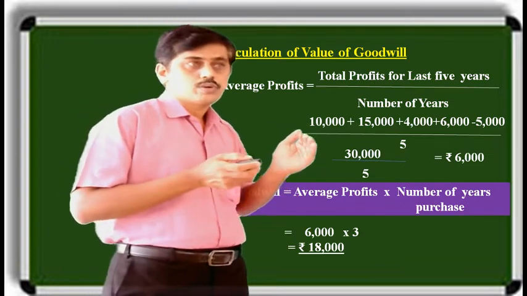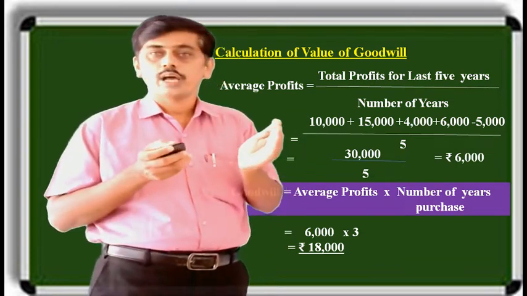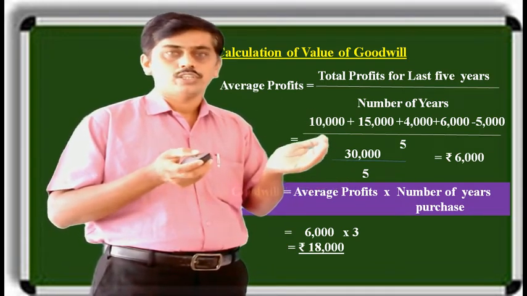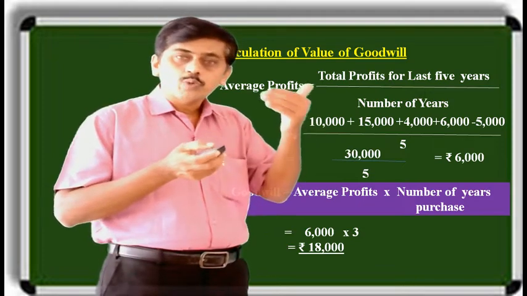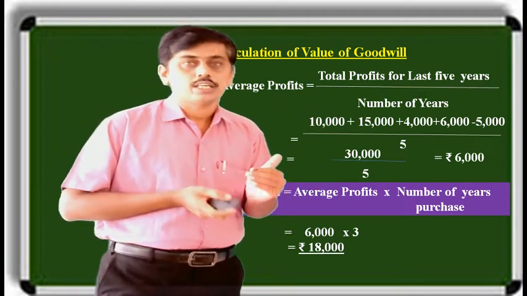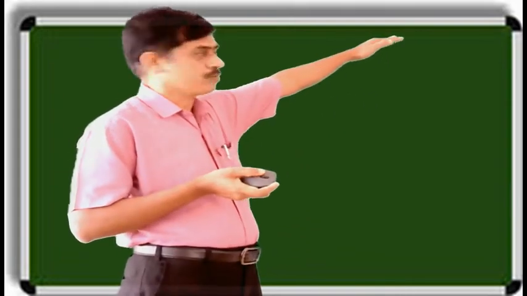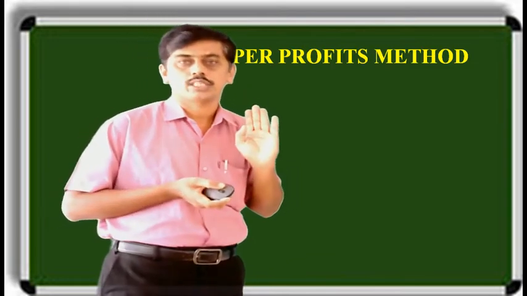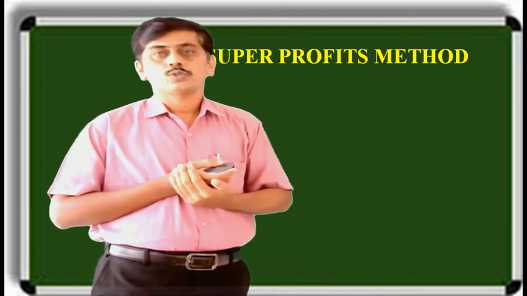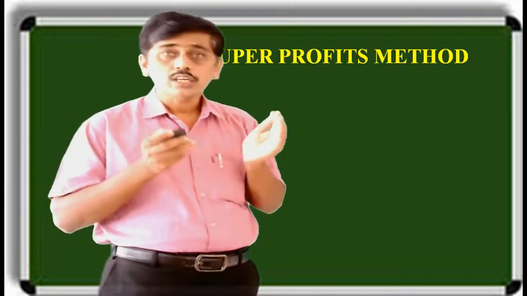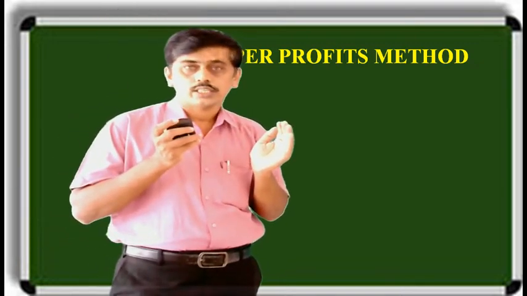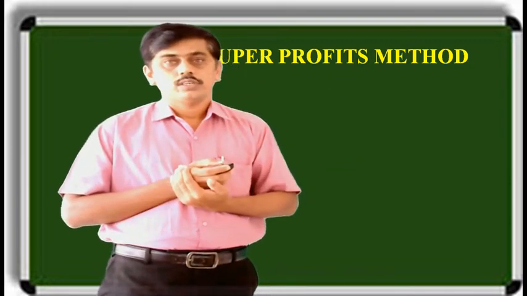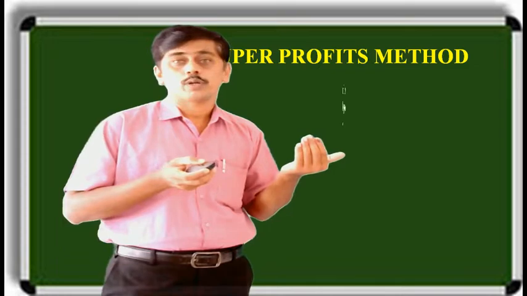This is how goodwill is to be valued under average profits method. I hope you got it. Very simple, isn't it? So now let me move on to see the second method, that is super profits method. First one is average profits method, and the second one is super profits method. Here, goodwill is calculated as a number of times the super profits. Now the question arises, what is super profit?